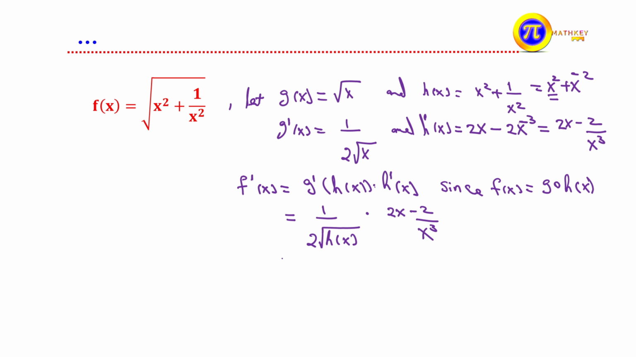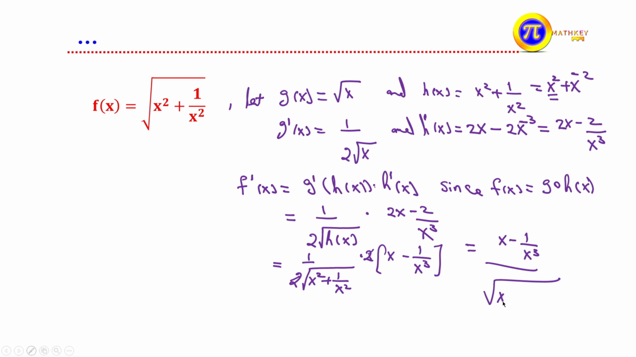After that, we will try to simplify this one. This is equal to 1 over 2 times the square root of x squared plus 1 over x squared, times, we can take 2 common, 2 into x minus 1 over x cubed. We cancel this 2 by 2. What remains is x minus 1 over x cubed divided by the square root of x squared plus 1 over x squared.